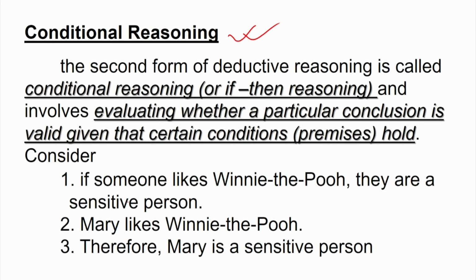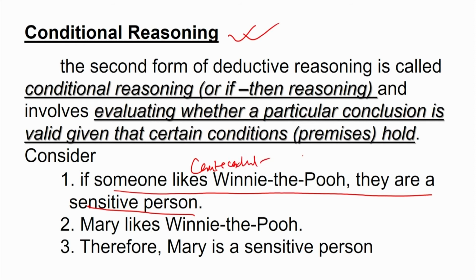For example, let us look at this. If someone likes Winnie the Pooh, they are a sensitive person. So, this part of the statement is called the antecedent and this part is called the consequent.